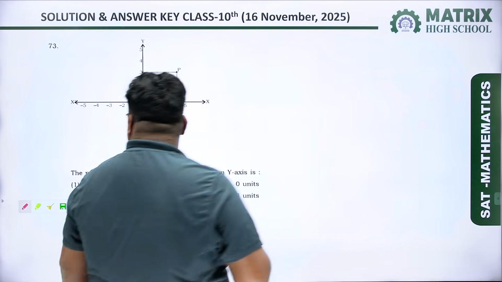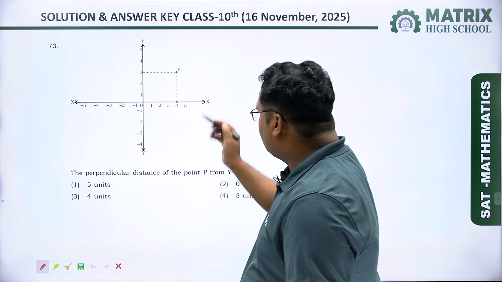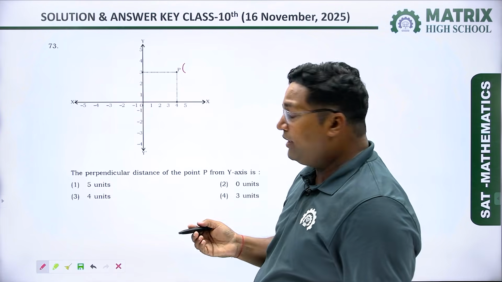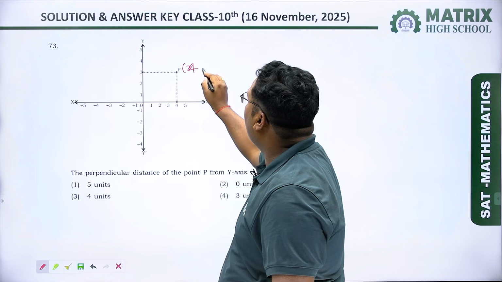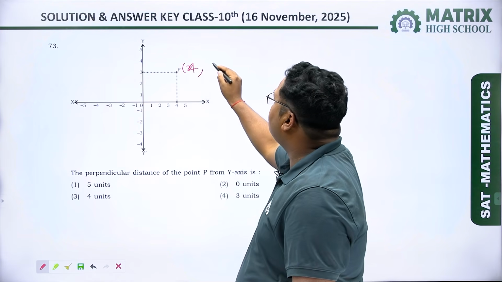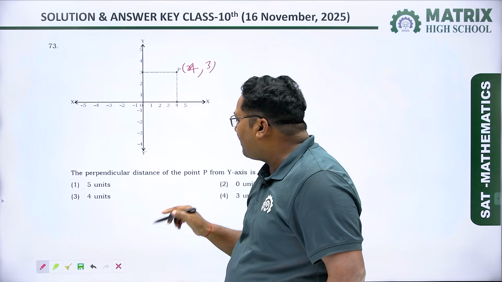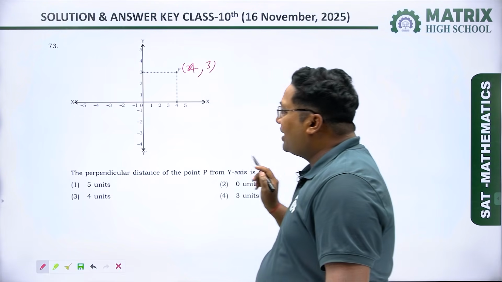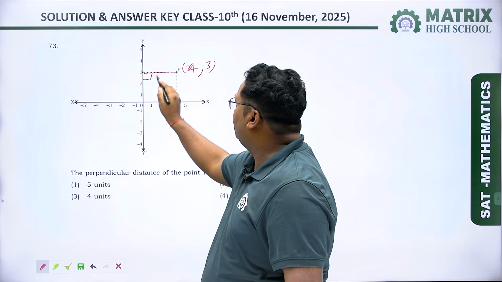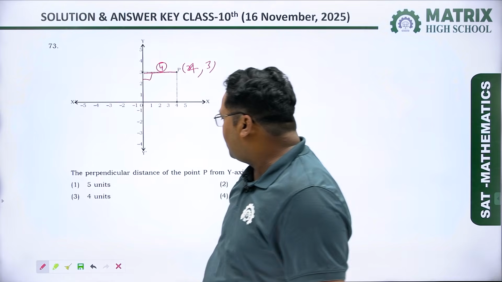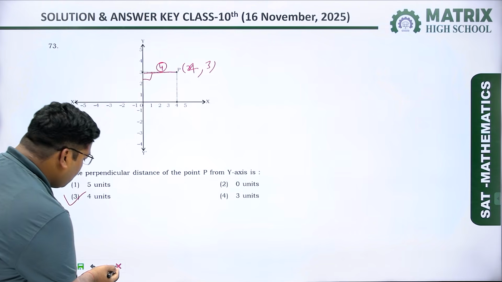So next question is, the perpendicular distance of the point P from y-axis is. So first of all we have to find out the coordinates of P. Here you can see the x coordinate of this point P is 4 and the y coordinate of this point is 3. So coordinates of P are 4 and 3, and we have to find out the perpendicular distance of the point from y-axis. So this is y-axis, so perpendicular distance from this point is this, and this value is given 4. So our answer is 4 units, which is in option 3. So option 3 is the right answer. Now coming to the next question.